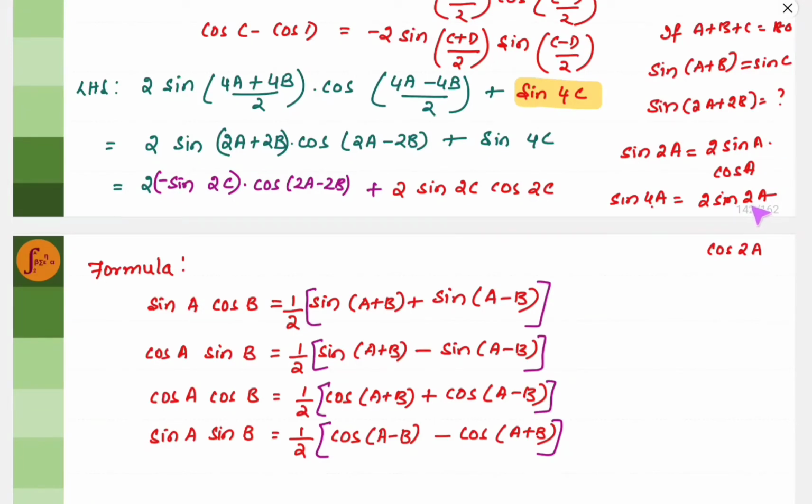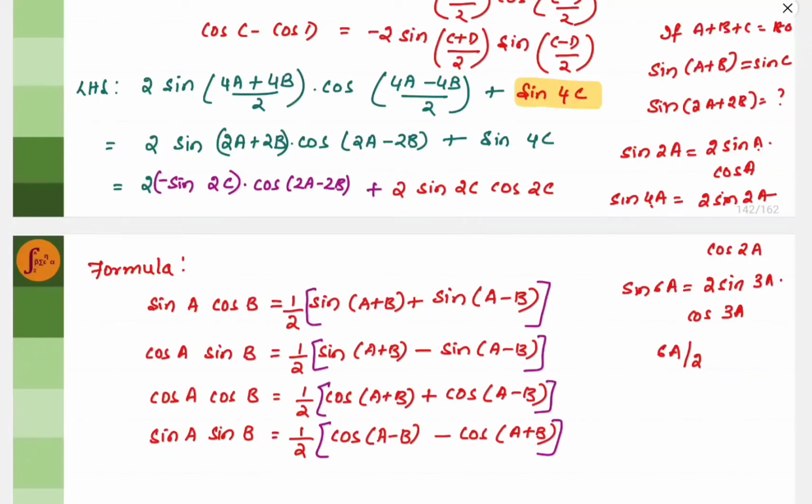When it is 4a, it will be half of this, which is half of 4a is 2a, right? When it was 2a, half of 2a is a. When it is 4a, half of 4a is 2a. If it is sine 6a, we'll have to do the same thing. We'll have to write it as 2 sine 3a into cos 3a. That is, we'll have to take half of 6a, 6a by 2. Now, we have done this.